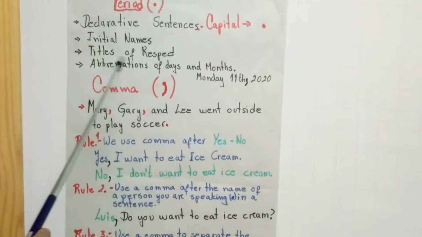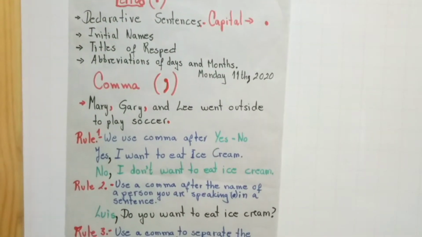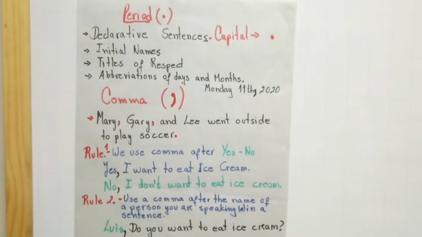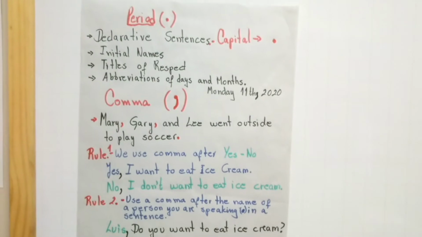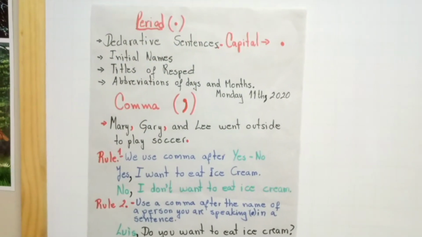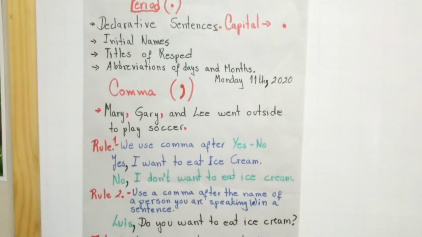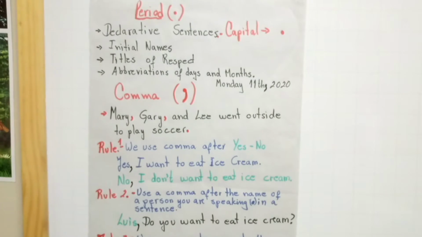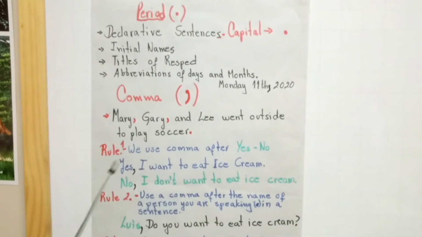Rule 3, titles of respect. Use periods after abbreviated titles of respect. Don't forget it. For example, Mr. Sanchez, Mr. with a period, that is the abbreviation of Mister, right? Mr. Juan Sanchez.